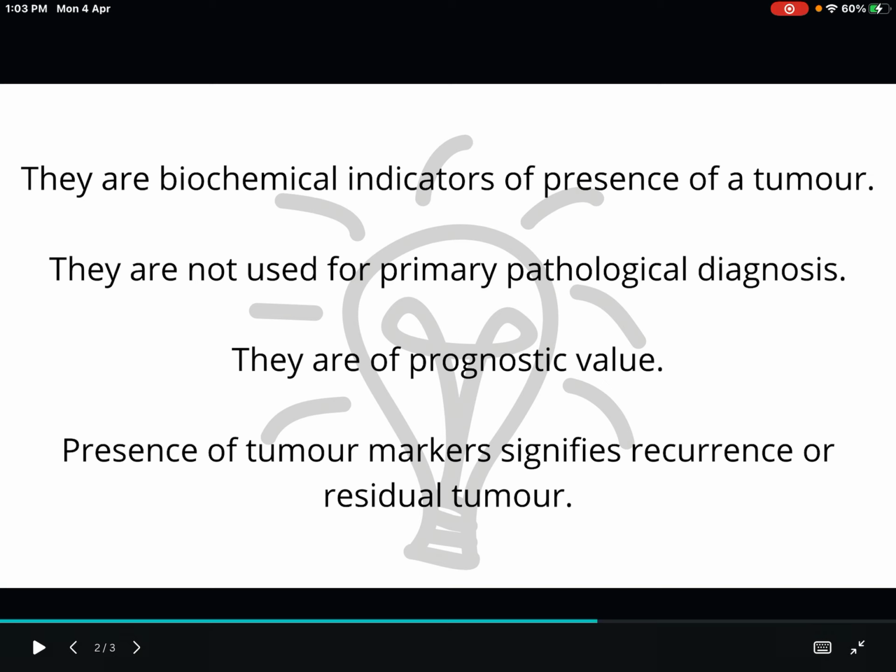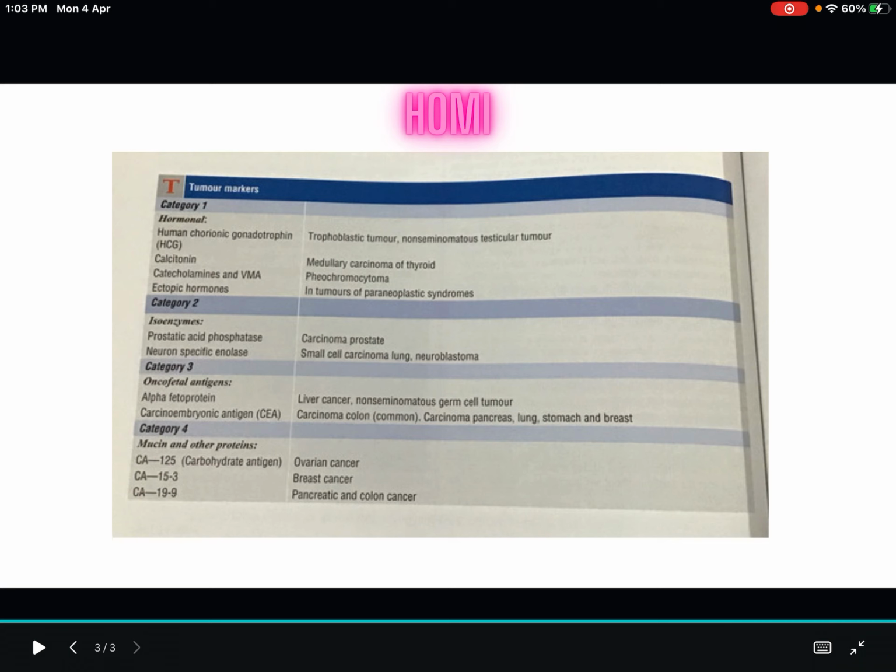What is a tumor marker? They are biochemical indicators of presence of a tumor, and they are not used for primary pathological diagnosis, but they are of prognostic value, and presence of these tumor markers signifies recurrence or residual tumor. And then you have to write different examples for tumor markers, and these can be categorized into category 1, 2, 3 and 4, and there are examples for each category.